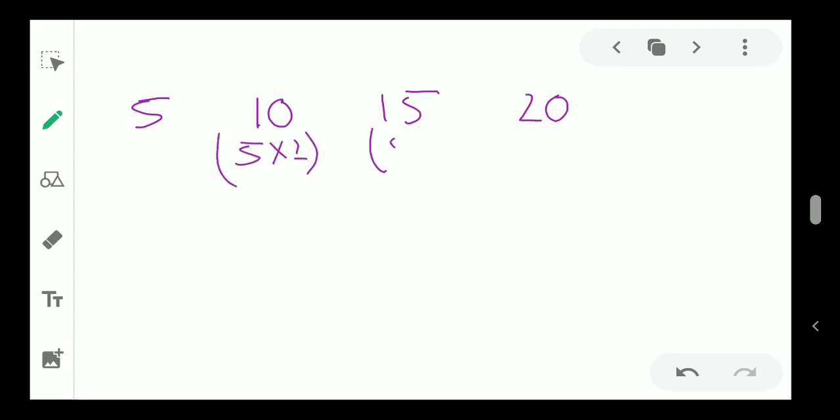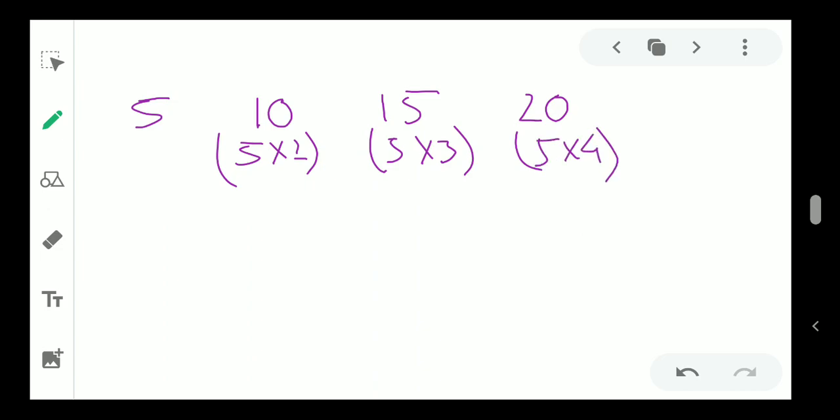Multiple means the table. That means if you have 5, and if I ask you to find the multiples of 5, then you have to write the table of 5. That is 5 into 1, that is 5, 5 into 2, that is 10, 5 into 3, that is 15, 5 into 4, that is 20. These are all multiples. So 10 means 5 into 2, 5 into 3, 5 into 4.